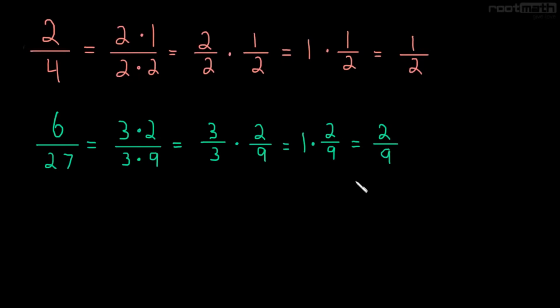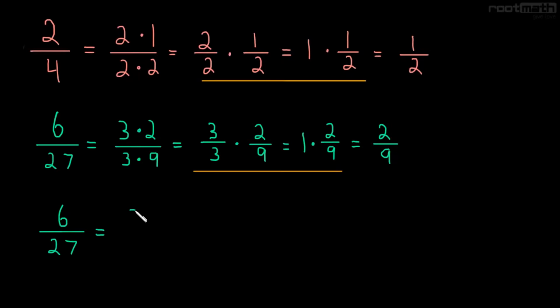So this is taking a lot of writing. It takes quite a few steps. So maybe we want to abbreviate this. We know how everything's going to work out. We're going to end up multiplying by 1. So instead of writing out those steps, we're going to do something like this. Let's see this again, only with an abbreviation. So 6 over 27 is 3 times 2 over 3 times 9. And we know that 3 over 3 is going to cancel to 1, so we'll just cross it out. And that's an abbreviation for those steps underlined in orange. And we end up with 2/9.